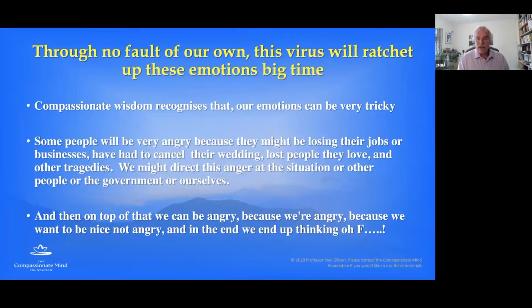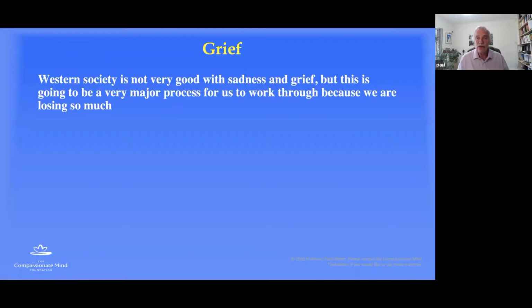So then on top of that, we can become angry about being angry. I don't want to be angry. And then we end up thinking, oh, okay, so that's all understandable. It's not our fault. It's not your fault. But the question is, how do we actually want to be? If we were at our compassionate best, how would we want to be with that anger? Recognizing that that anger can be very powerful, but how do we want to be with it?